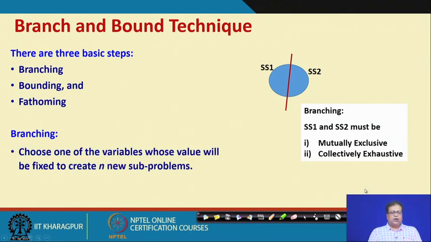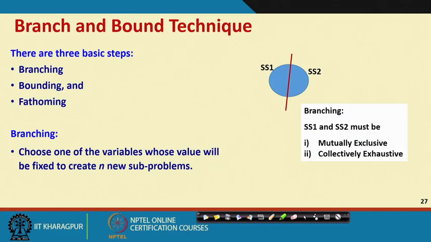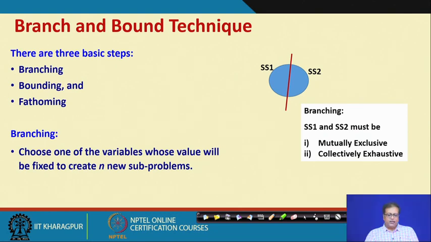Branching: choose one of the variables whose value will be fixed to create n new sub problems. So, you see the problem that we took, we fixed that a to j 1 or a to j 2 or a to j 3. So, when you fix, then you created certain sub problems which are obviously mutually exclusive, and collectively if you add all of them, they should make the total problem. So, that is how we do the branching, that is the first step.